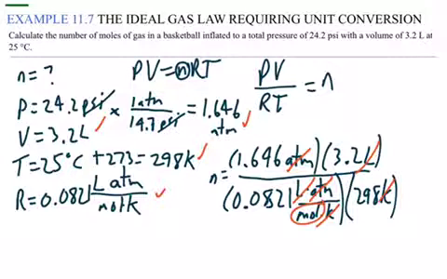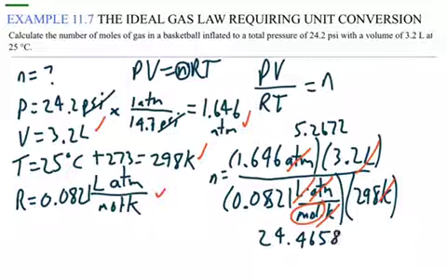Now, when you put this into the calculator, you'll see that you get, the top is 5.2672. The bottom, I actually worked this out for you, is 24.4658. And then when you divide those numbers into each other, you end up getting 0.215.